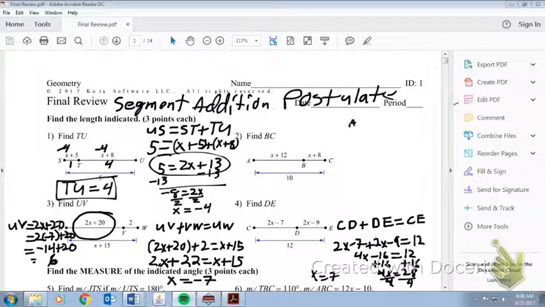We're going to plug 7 back in, and for DE, we'd get 14 minus 9 is 5.